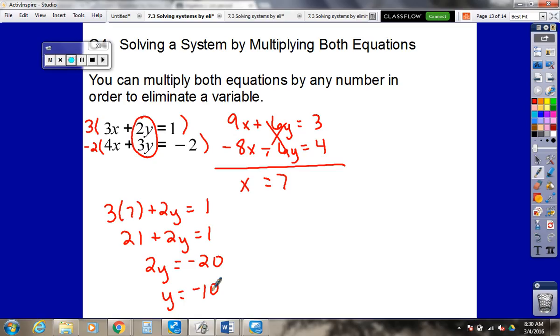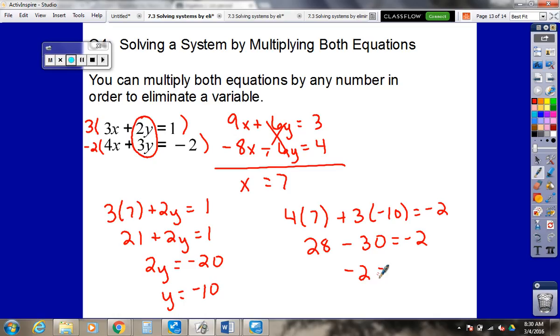Adam, how can I check that to see if I'm right? Not sure? Paul, can you tell me how you would check? Not either one, because we already used the first one. So we have to use the second one to check because we already used the first one to find out what y was in the first place. So 4 times 7 plus 3 times negative 10 equals negative 2. You get 28 minus 30 equals negative 2, and that is true. Negative 2 equals negative 2.